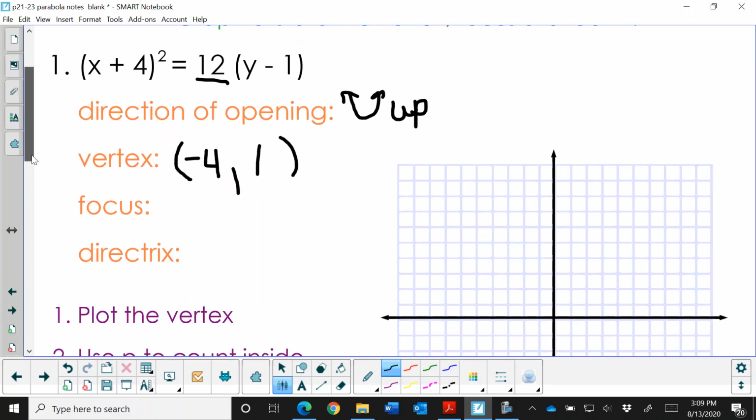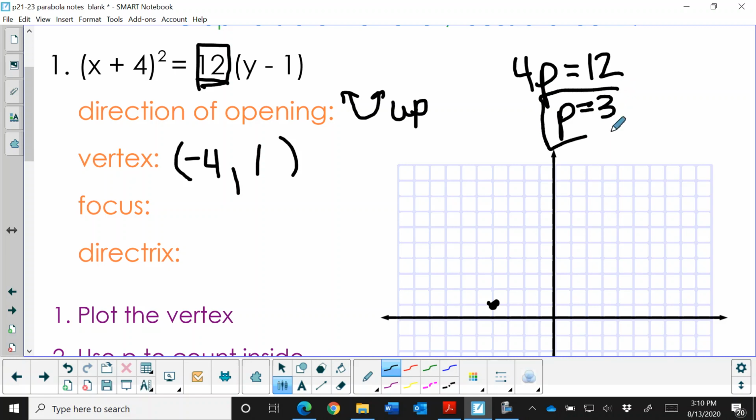Now, to find the focus and the directrix, this is what you're going to do. You're going to start first by plotting the vertex: 1, 2, 3, negative 4, positive 1. We know that the graph is going to face up. This portion, this 4p, is very important. I'm going to set 4p equal to that positive 12. That means p is 3. Now, 3 are the units you're going to count from this vertex to find your focus and your directrix.